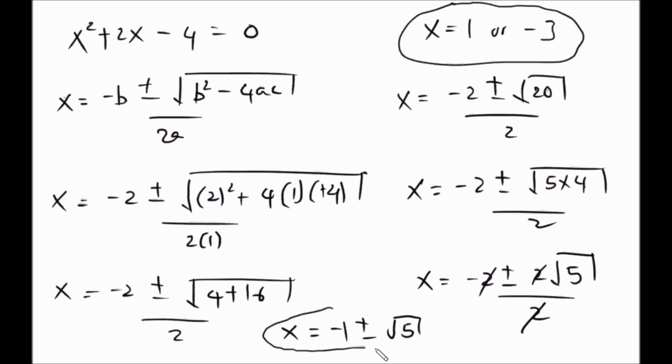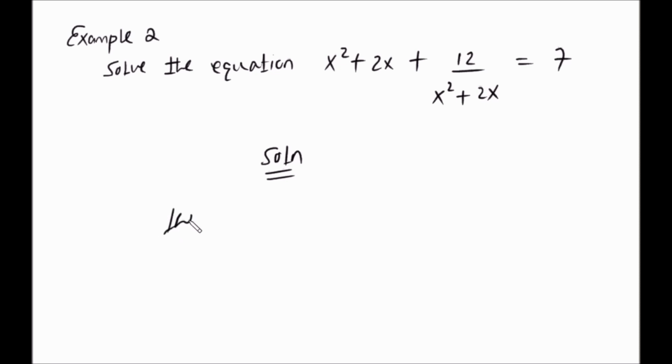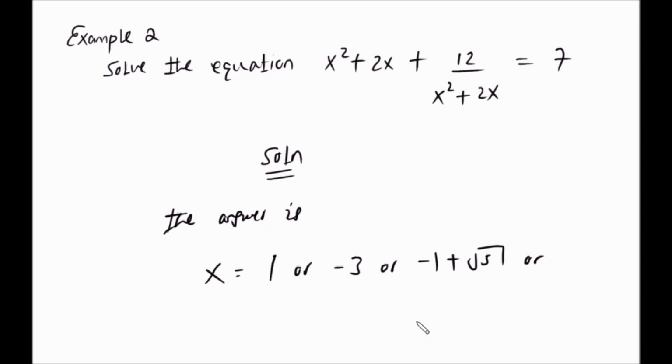Kwa hiyo ukisolve hiyo nikiwa unapata hii. Kwa hiyo kwenye swali letu pale the answer is x sasa na 1, au inaweza kuwa negative 3, au inaweza kuwa negative 1 plus the square root of 5, au inaweza kuwa negative 1 minus the square root of 5, na majibu manne haya. There. Kwa hiyo that is how you solve maswali kama haya.